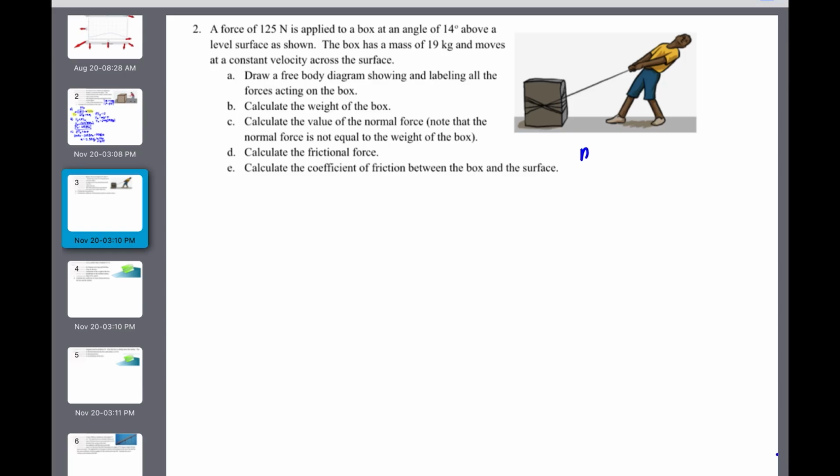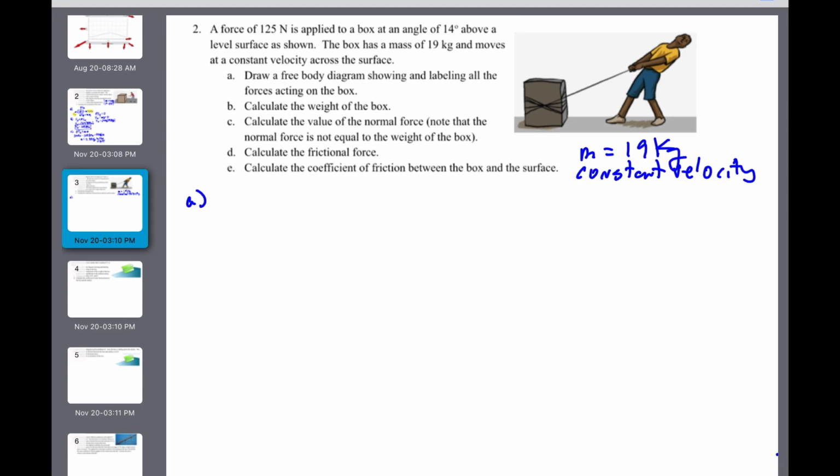First thing in this problem is to identify the given information. We know that the mass is 19 kilograms. We know that it's traveling at a constant velocity. That means we're going to have equilibriums when we set up problem solving.